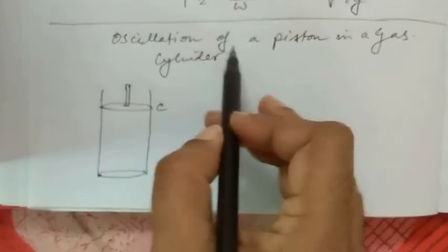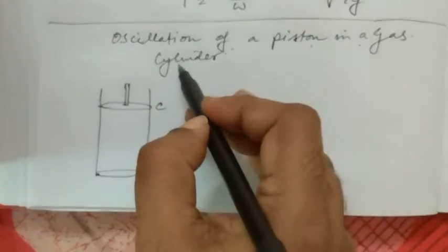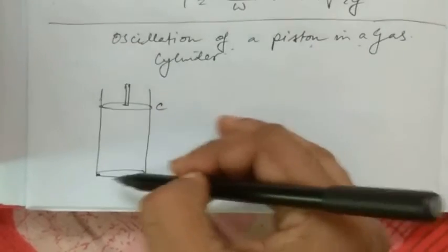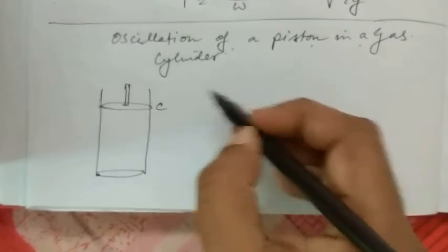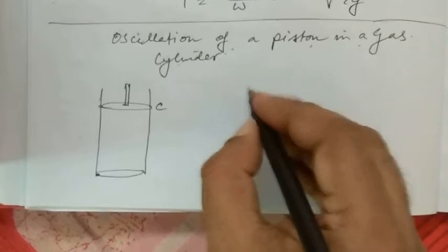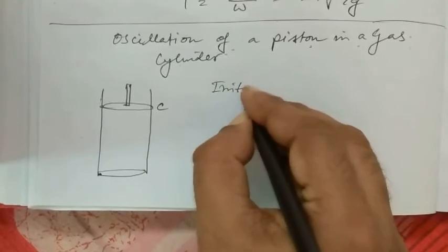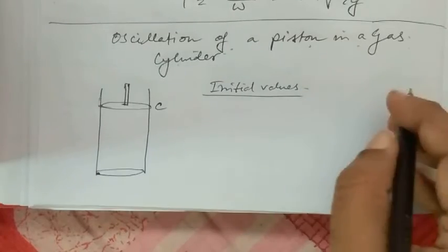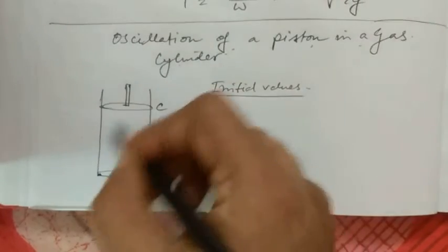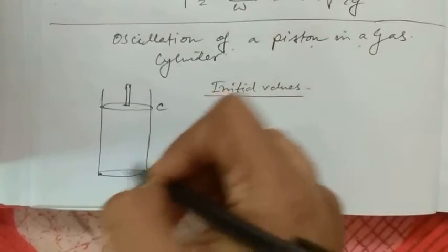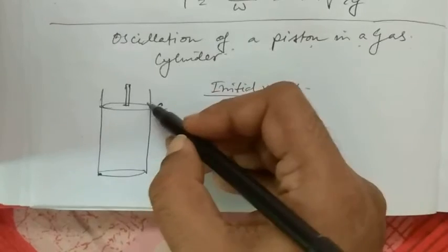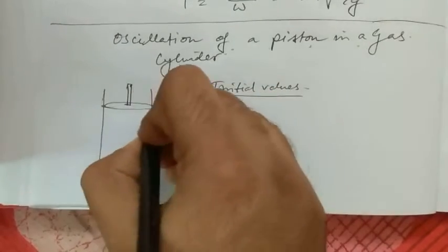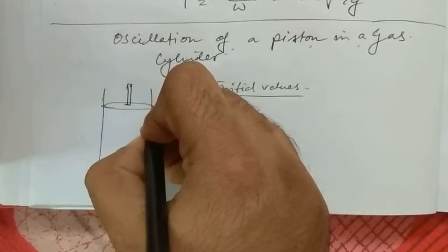Second topic, oscillation of a piston in a gas cylinder. So this is a piston inside a gas cylinder. Some amount of gas is enclosed in the cylinder. The piston is frictionless. The piston is initially at C. This is the position of equilibrium.